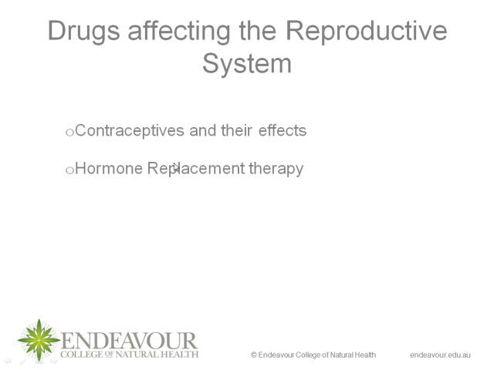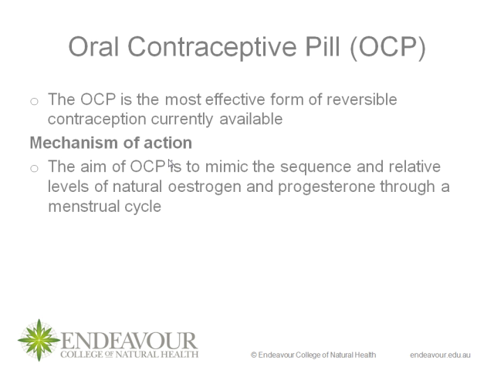Welcome to this session on drugs affecting the reproductive system, where we will have a look at contraceptives and hormone replacement therapy. First of all, the oral contraceptive pill, or OCP. It is the most effective form of reversible contraception. The way that the oral contraceptive pill works is to mimic the sequence and relative levels of natural estrogen and progesterone throughout the menstrual cycle.